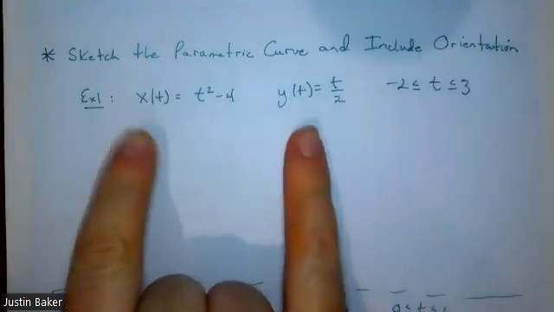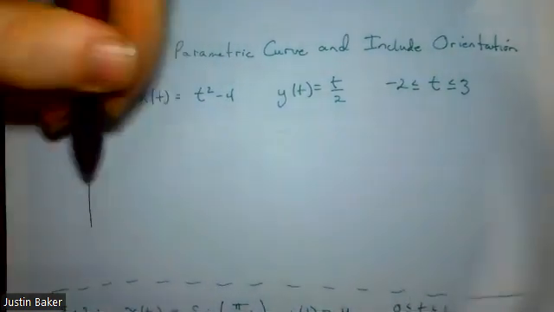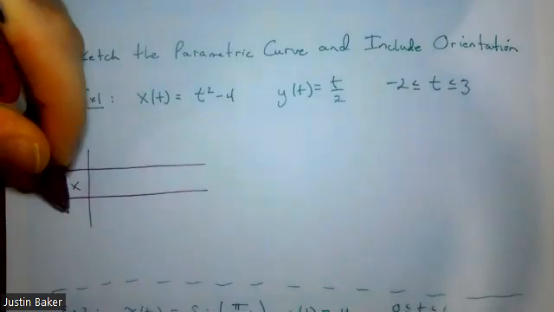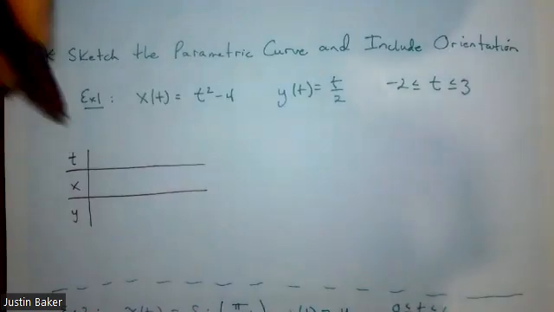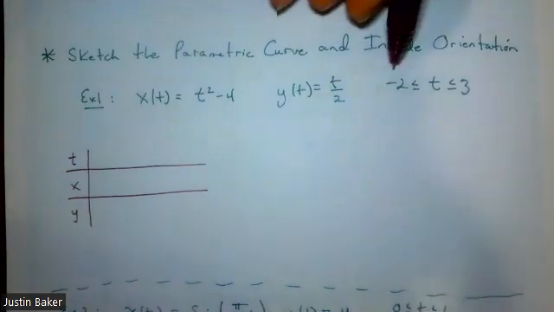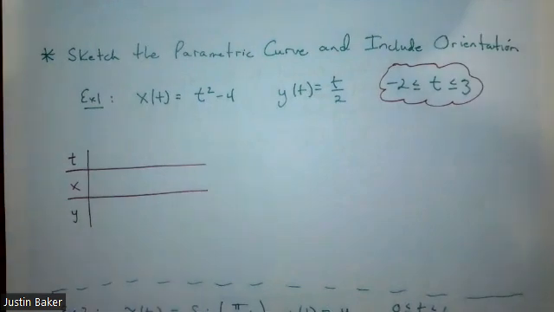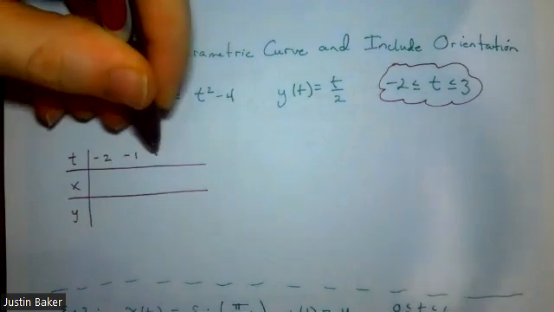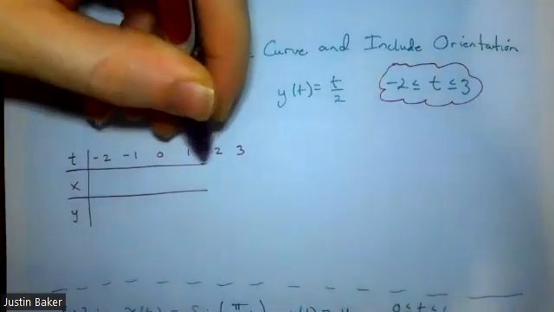Now we've got these two equations, so our table is going to have X and Y, and it's also going to have T, because these are both with respect to T. According to this, we are going to graph this over the interval -2 to 3. So I'm going to start by mapping that out: -2, -1, 0, 1, 2, 3.